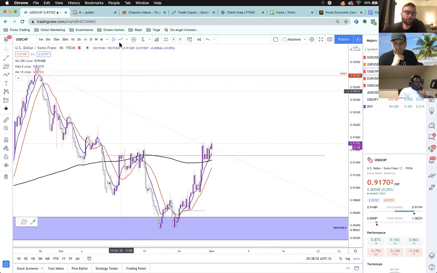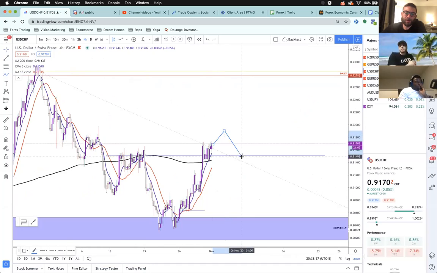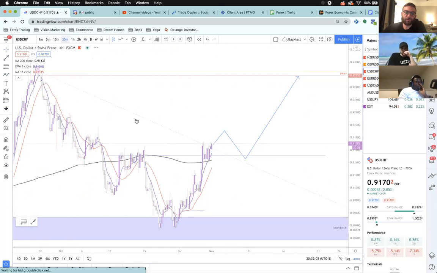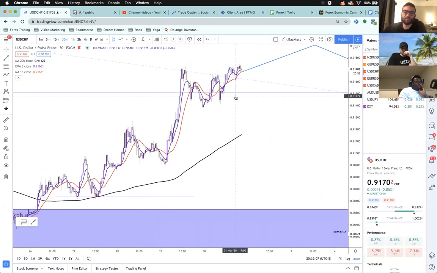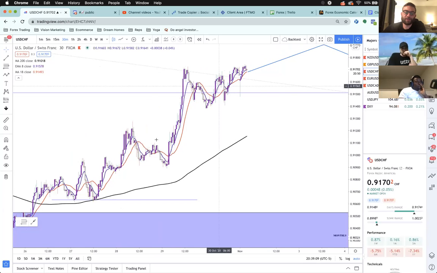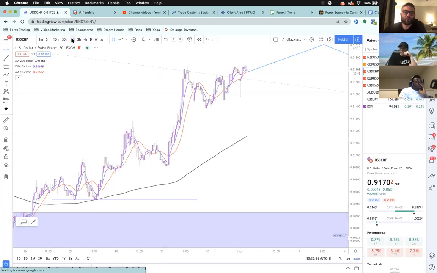So where are we going to look for potential entries on this? One of two things. We could either wait on the 4-hour and catch this overall move, or we could bump down all the way to the 30-minute and try to ride this bullish momentum. As we can see, this thing's forming higher highs and higher lows on this time frame right now, 30-minute, 1-hour.